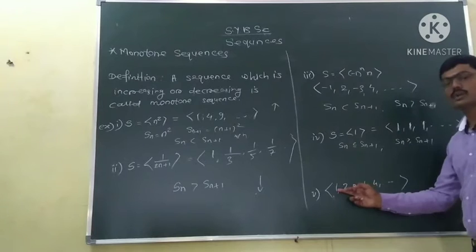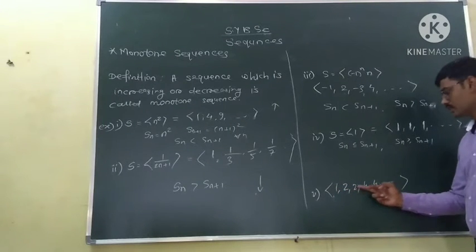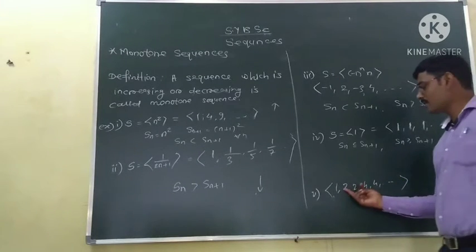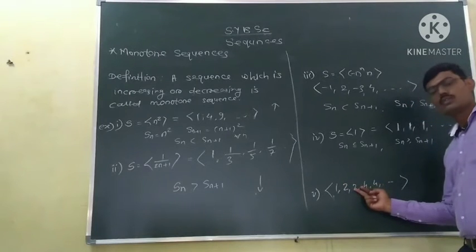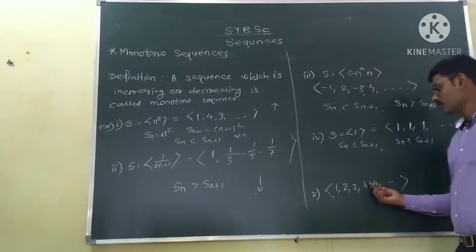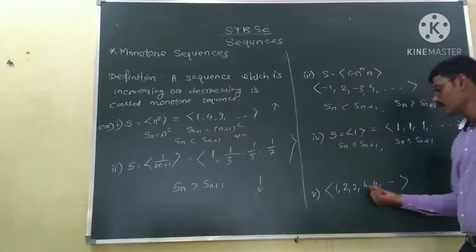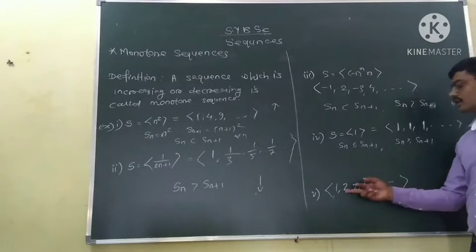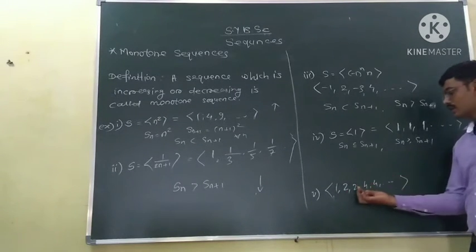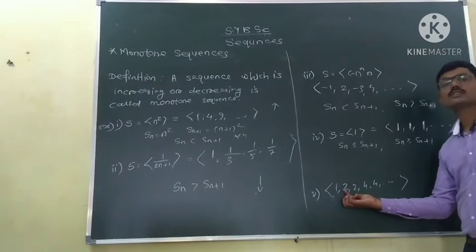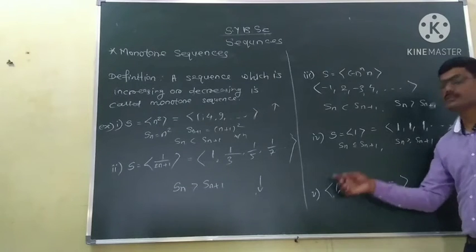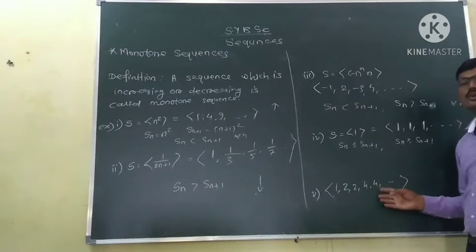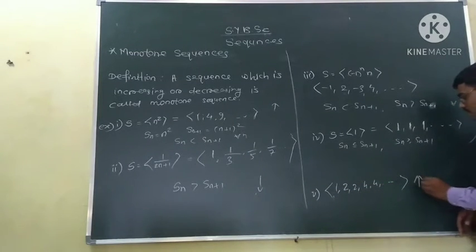Now the next sequence: first term is 1, second term is 2, third term is 2, then 4, again 4, then 5, again 5, and so on. See, the second term is greater than the first term, the third term is 2, which is greater equal the second term, which is also 2. Then the fourth term is 4, which is greater equal to the fifth term, also 4, which is greater equal 4. So this sequence is monotone increasing, but not strictly increasing. It's just increasing because the third term is greater equal the second term. The third term is not strictly greater than the second term. This is also a monotone increasing sequence. So this is monotone increasing.